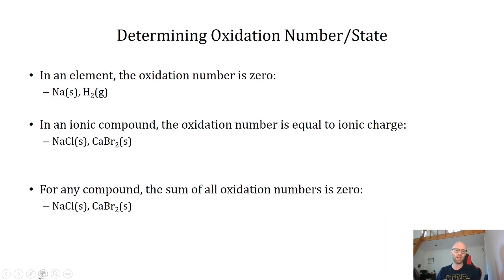So just to come up with a couple of quick ground rules, I've got a couple of examples in each case. Any element, whether it's diatomic or not, by definition, we're going to say has an oxidation number or oxidation state of 0. I like the word state because it says where you are now versus where you might be later, and we're using a number to refer to that. In any ionic compound, we're going to say that the oxidation number is equal to the ionic charge. So a sodium ion has a +1 charge, a chloride ion has a -1 charge. The oxidation numbers are +1 and -1.